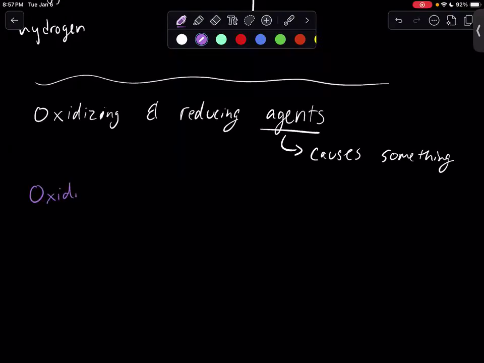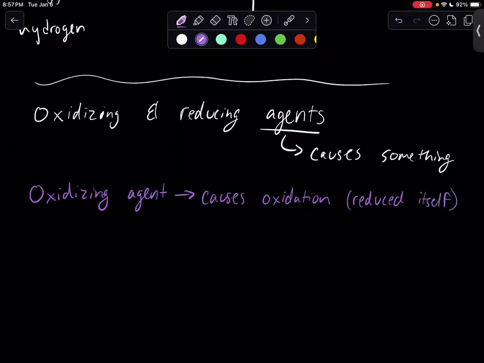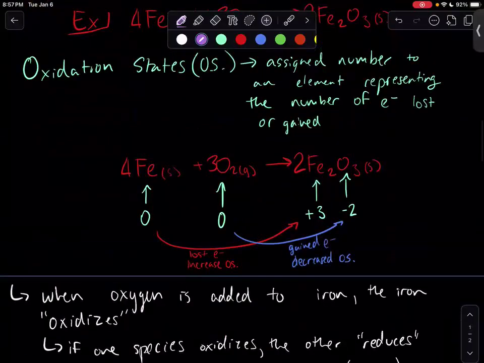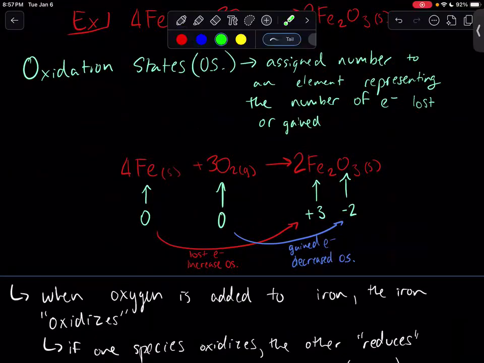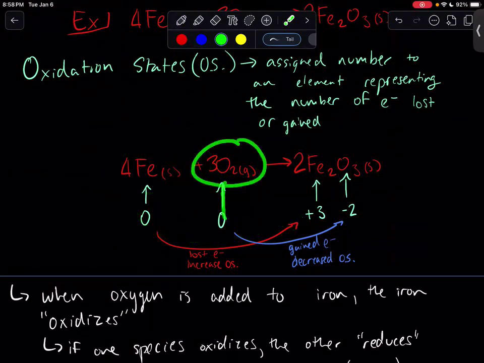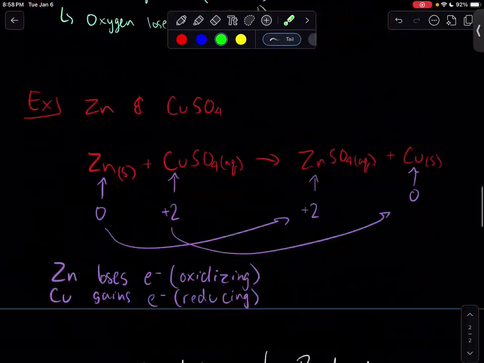So an oxidizing agent is one that causes oxidation, which therefore means it is reduced itself. So when we go back to our rust, when we look at rust, iron is oxidizing. The thing causing it to oxidize is oxygen. Therefore, oxygen is the oxidizing agent, and it itself is reduced.